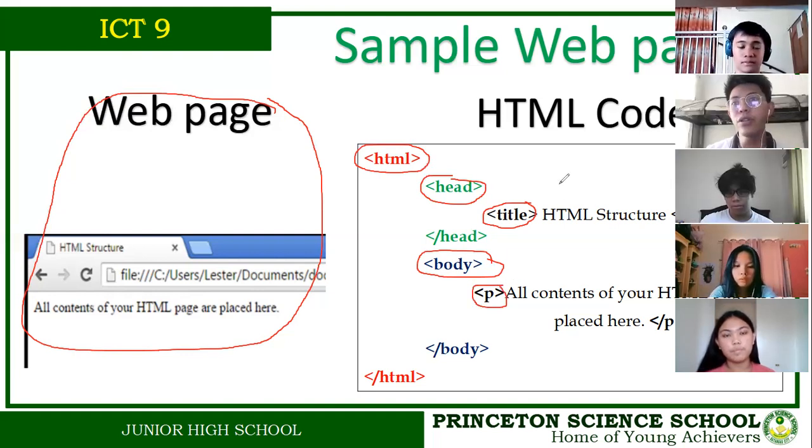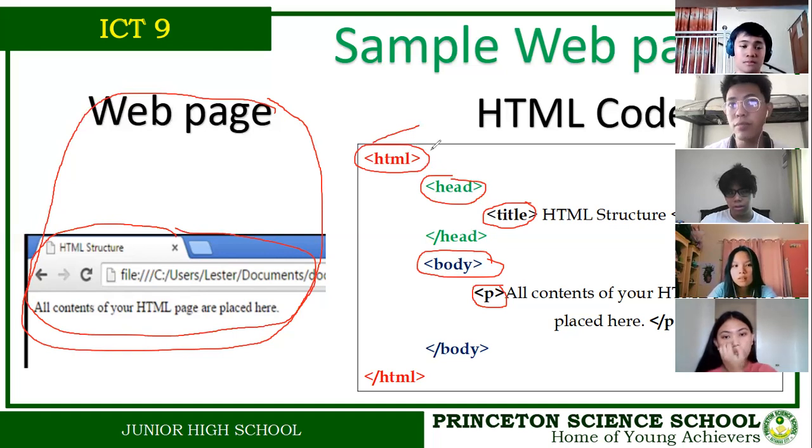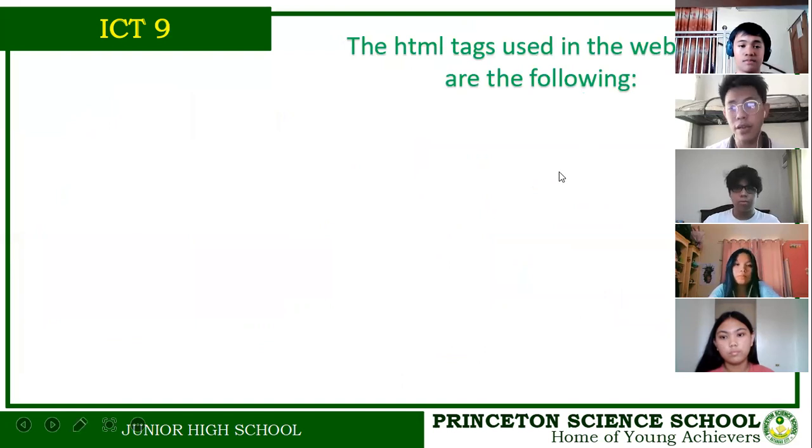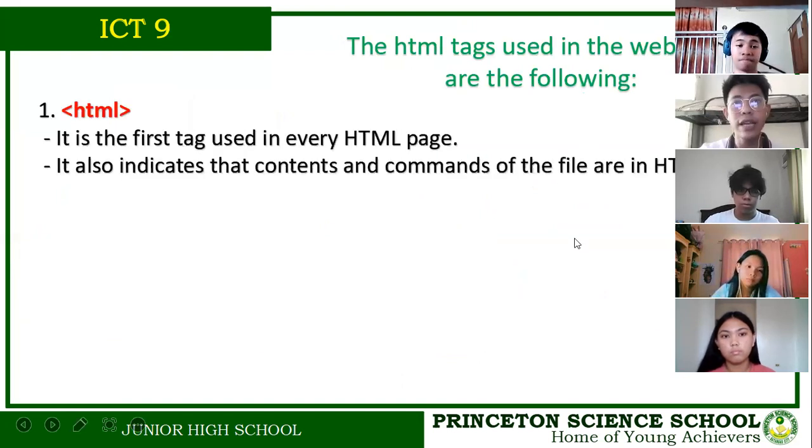Okay, so in order to make this certain web page appear like this, we are already using these multiple tags. So we have the HTML tag, which by default should be present, the head tag, the title, the body, and the p tag. Those are the tags that are displayed in this web page. The HTML tag is the first tag used in every HTML page.